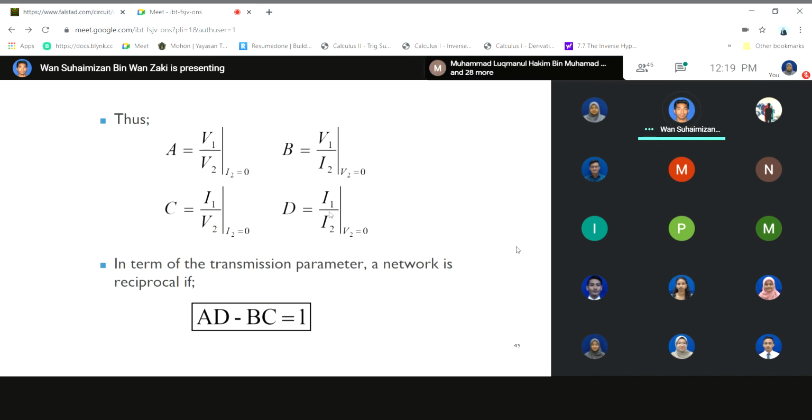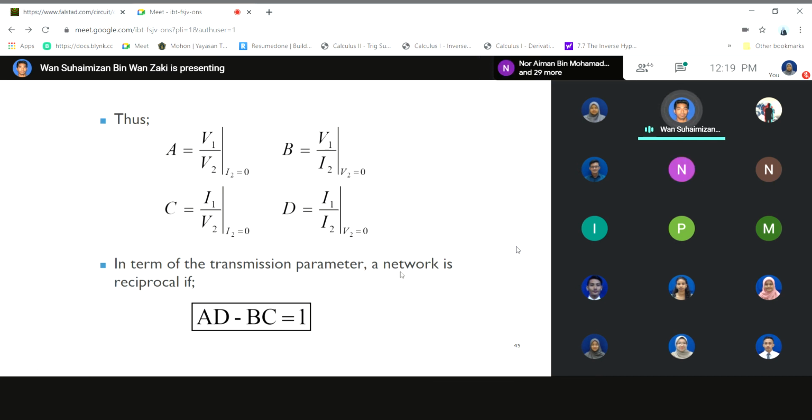Basically, when you set I2 equals to 0, you can get A equals to V1 over V2, the ratio between V1 and V2, and the C value, I1 over V2. When you short circuit at port number 2, you can get the B value, which is V1 over I2, and the D value, the ratio between I1 over I2. Right, so these are the two tests, set I2 equals to 0 and set V2 equals to 0.